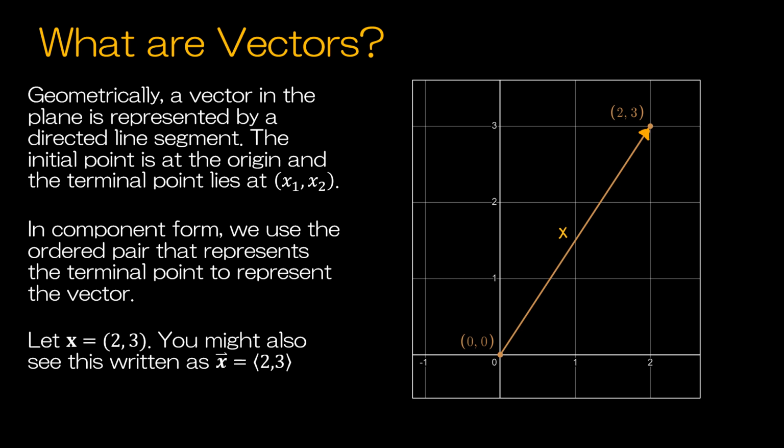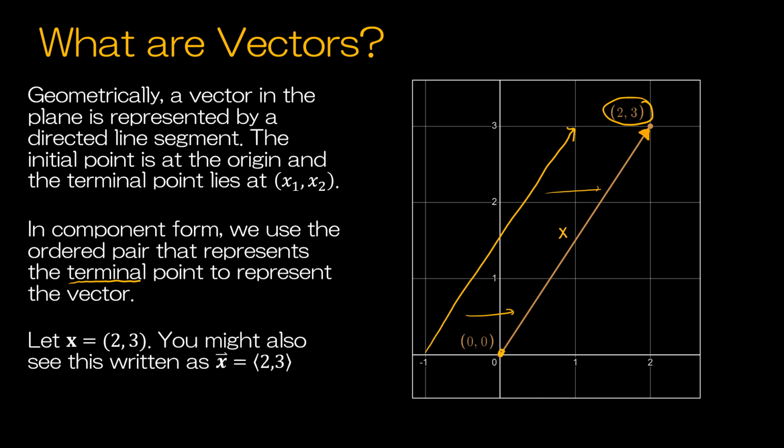So the initial point, we always like to think of the initial point at the origin, and the terminal point lies at x1, x2, which is how we're actually going to describe the vector. So even though I could draw in the same vector starting at a different point, in this case at -1, 0, I would still think about shifting that over so that its initial point is at the origin, so that each of these vectors would be referred to as 2, 3. So that's how we talk about a vector, in component form. We write the terminal point to represent the vector.